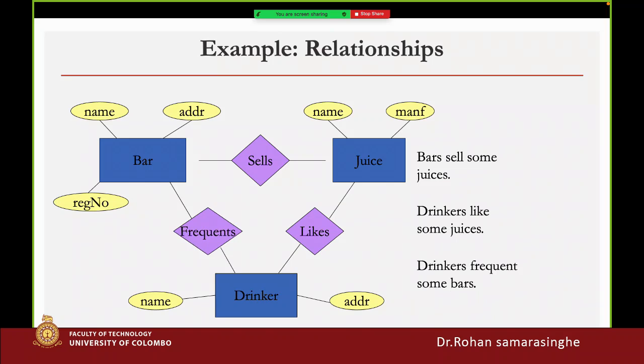And next one is the drinkers frequent, come to drink to this bar. Drinkers frequent some bars, that is, they frequently come to this bar. Likewise, we can find the relationships.